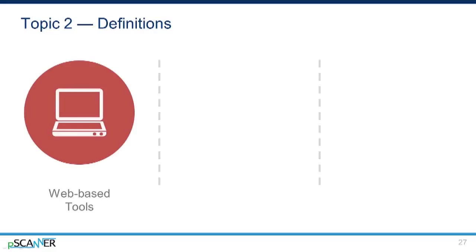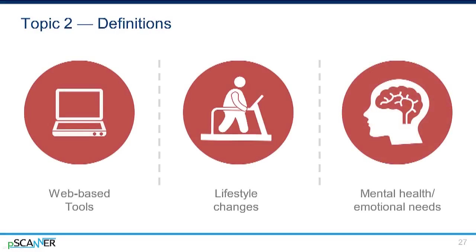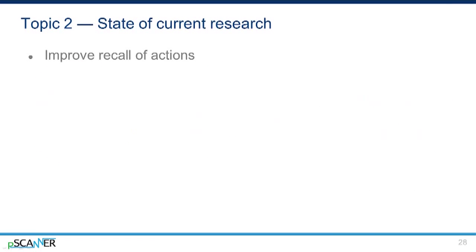Some apps may provide health information, access to online support groups, and even tools to record weight, food, and physical activity. Lifestyle refers to regular activities individuals engage in that are under their own control. Eating and drinking, physical activity, smoking, and sleeping are some of these. Mental health or emotional needs may include how diagnosed conditions, such as depression, are managed, but might also refer to tracking individuals' moods or improving recall of actions.